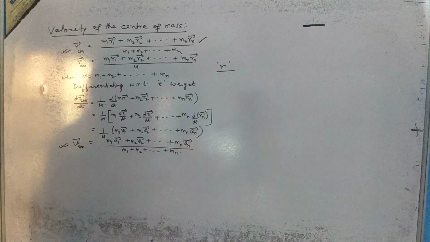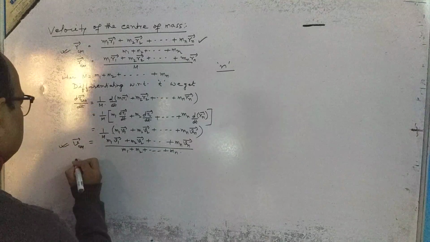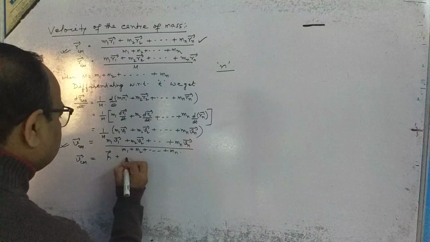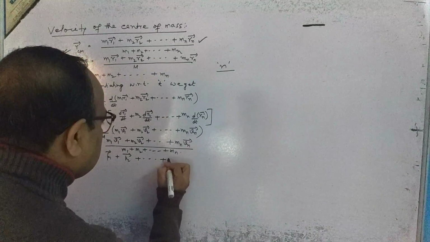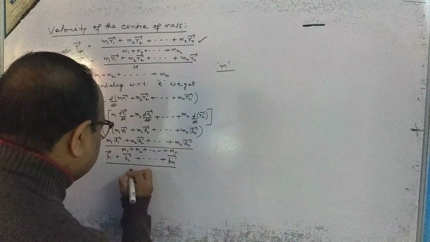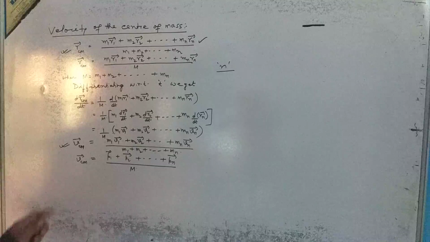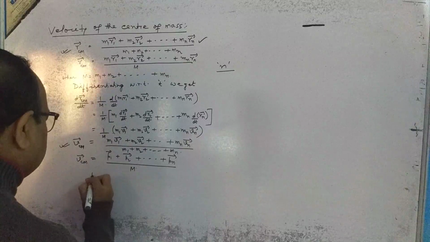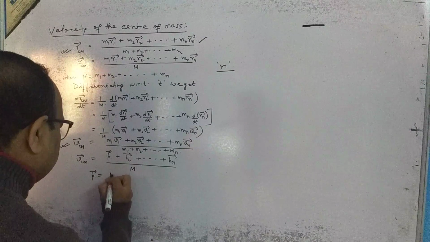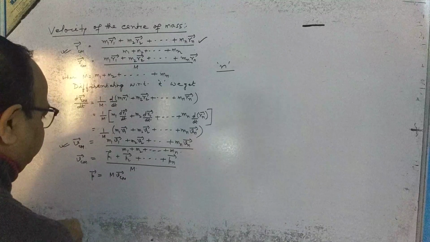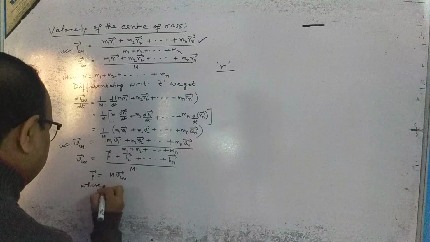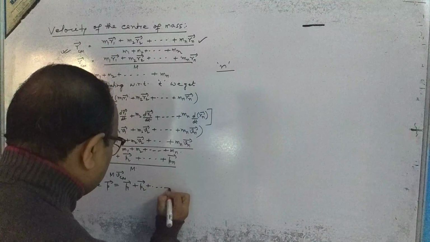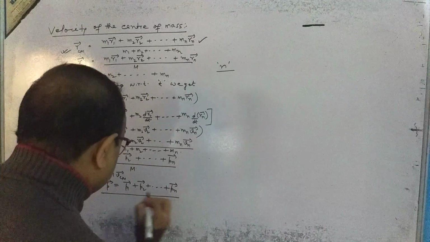Here it is. Now I can write that V_CM vector is equal to p1 vector plus p2 vector and so on up to pn vector divided by capital M. Or I can write here the P vector is equal to M into V_CM vector, where P vector is equal to P1 vector plus P2 vector and so on up to Pn vector. This is the total momentum.